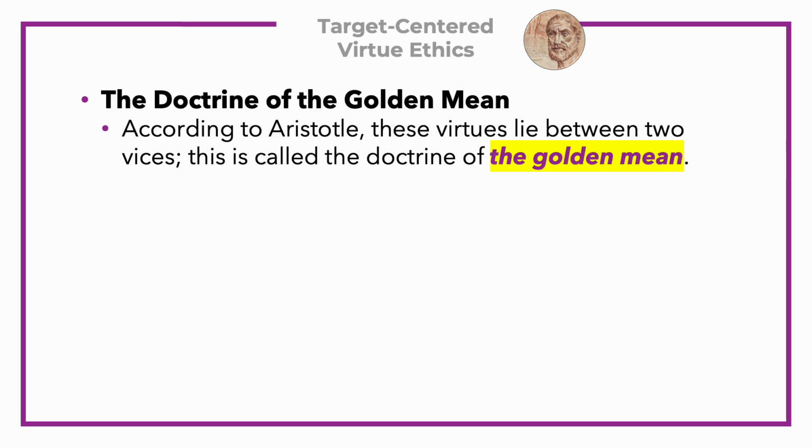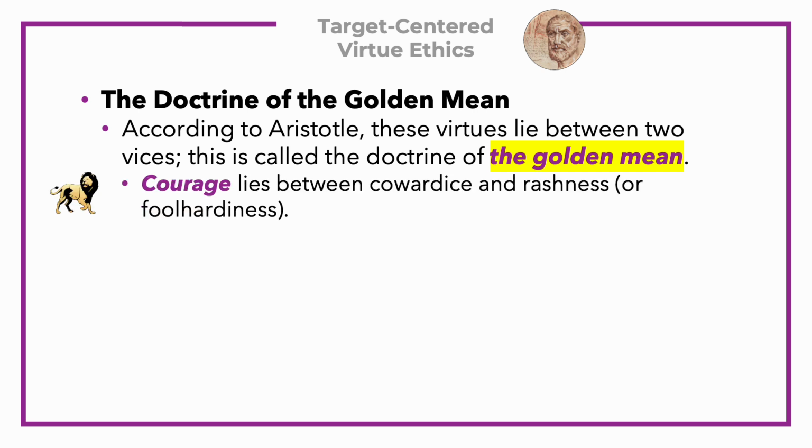All right, so Aristotle also becomes famous for this doctrine of the golden mean. What's that? According to Aristotle, every virtue lies between two vices. That's what the doctrine of the golden mean says. So let's look at the cardinal virtues that we talked about already. Courage. This is maybe the most obvious example. Courage lies between the vice of cowardice and rashness, or some people call it foolhardiness.